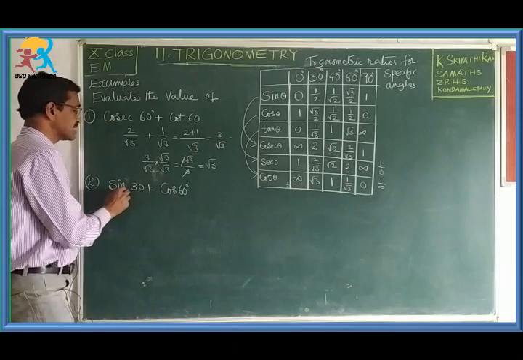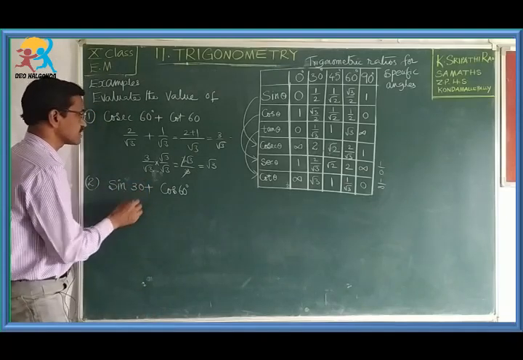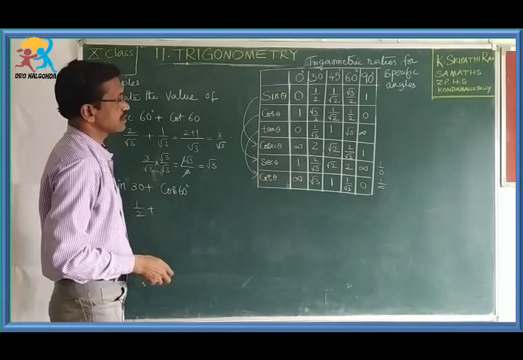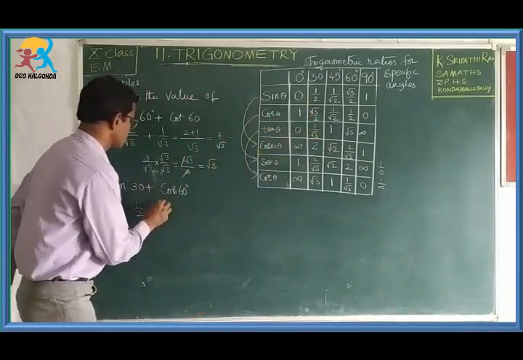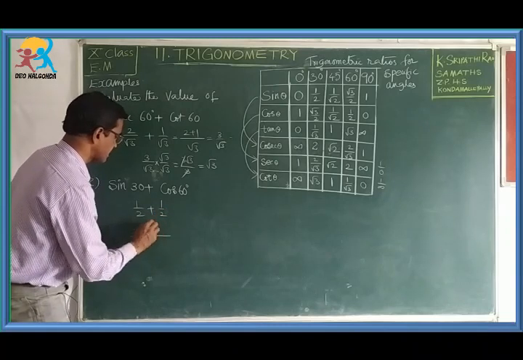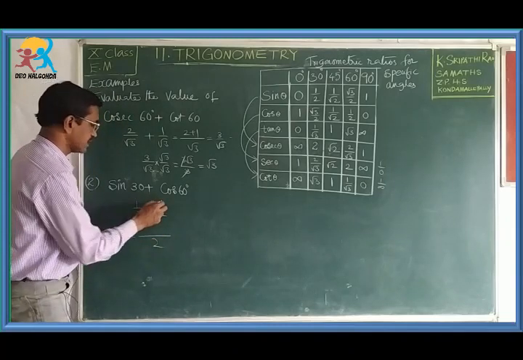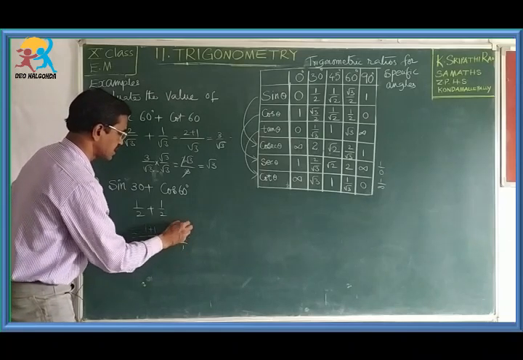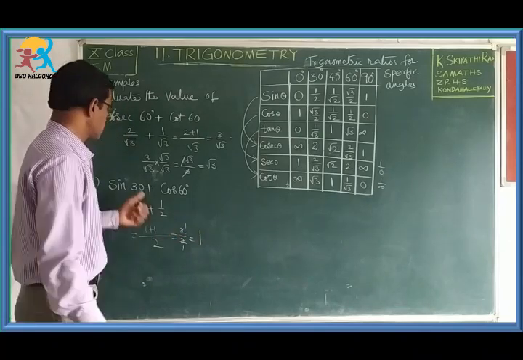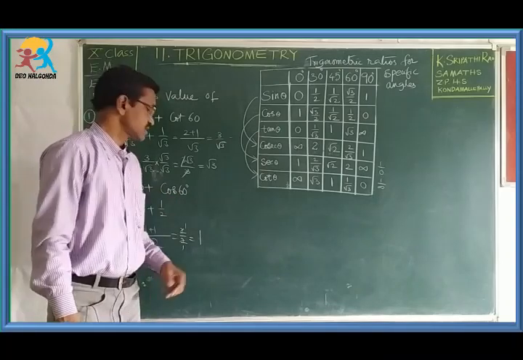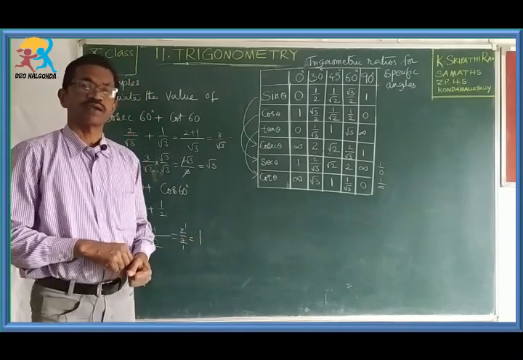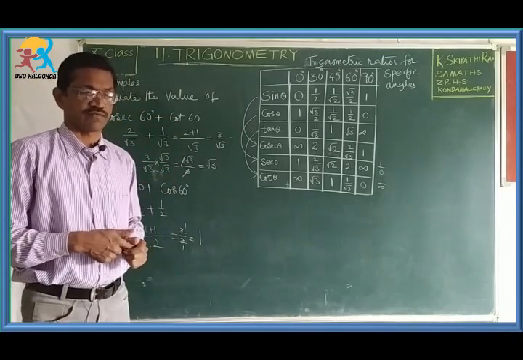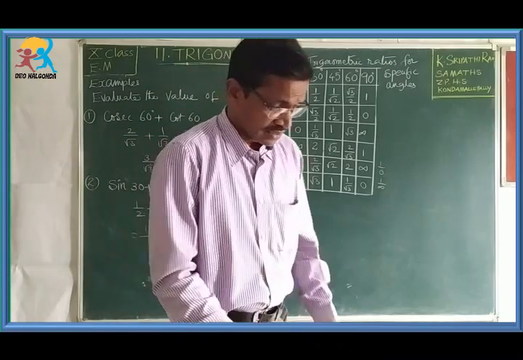Now the next problem, sin 30 plus cos 60. Sin 30 is equal to 1 by 2, and cos 60 is also 1 by 2. So 1 by 2 plus 1 by 2; let us add these two like fractions by adding the numerators directly, 1 plus 1 is 2 by 2, which is 1, so 1 is the answer. So sin 30 plus cos 60 is equal to 1. In this way we can solve the problems in the next exercise, exercise 11.2.